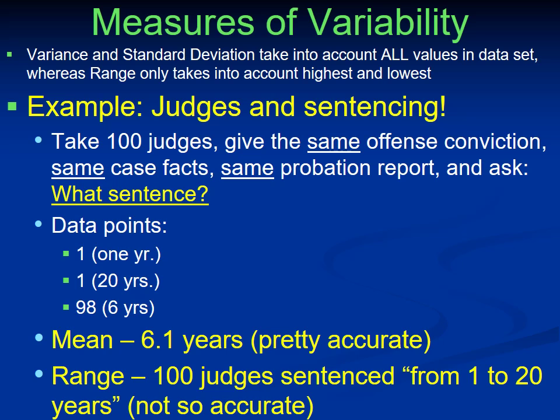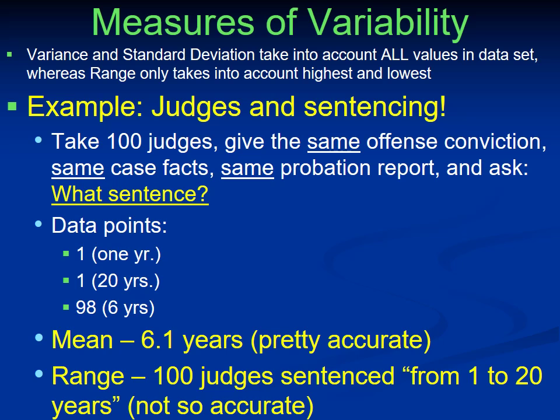Now here's our data. One judge said, I would impose a 1-year sentence. One judge said, I would impose a 20-year sentence. And 98 judges, so the vast majority of your judges, all said that they would impose sentences of 6 years. All right, so now if you wanted to describe your data here and you calculated the mean, what you would come up with would actually be 6.1 years.